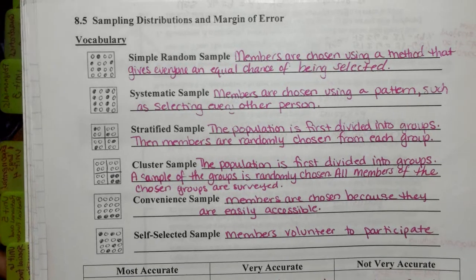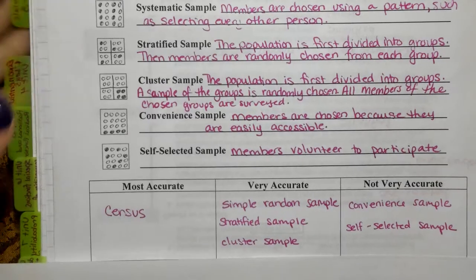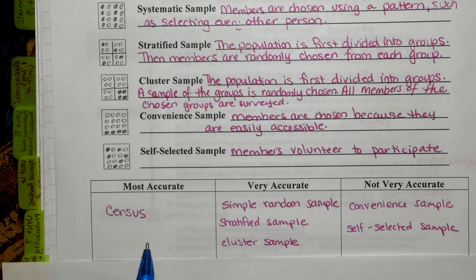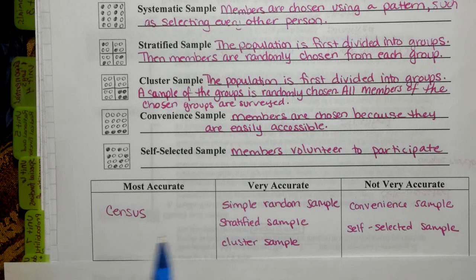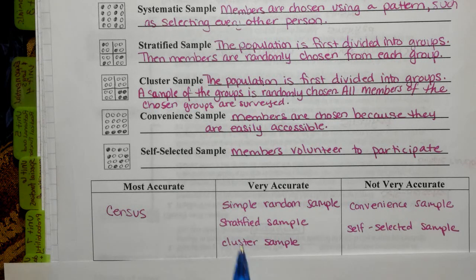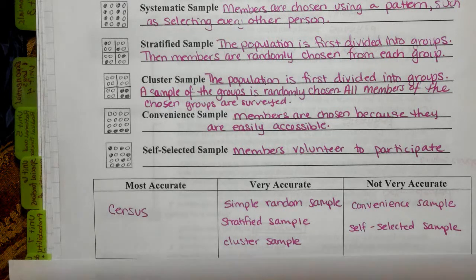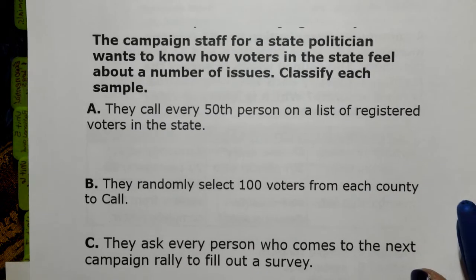And then when we look at accuracy for these, okay, a census would be the most accurate because you're asking every single person in the population. The very accurate ones would be simple, stratified, or cluster. And these are very accurate because everyone in the population has a chance of getting selected. And not very accurate would be the convenience or the self-selected. All right, so we are going to go through some questions.